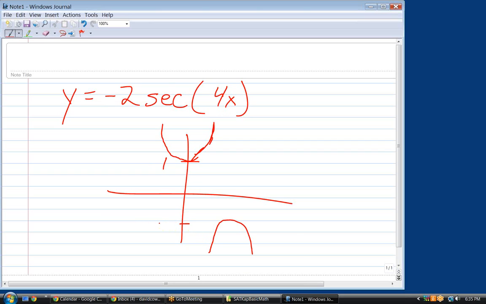So this is normally 1 to -1. So if we flip it, and then what's the effect of the 2? It makes the amplitude 2. Okay, so instead of just a flip, it's a flip and a stretch. So the bottom one is going to be like that, and the top one is going to go down to 2. So what I've just drawn would be this, -2 secant of x.